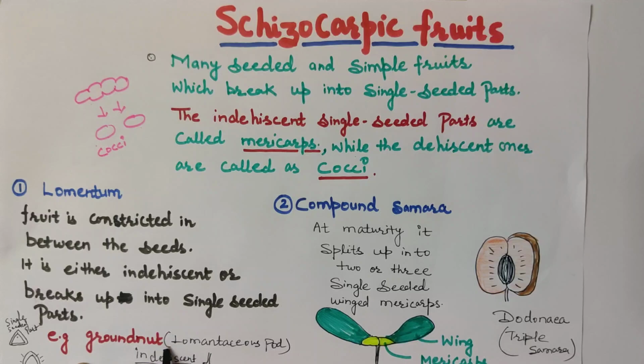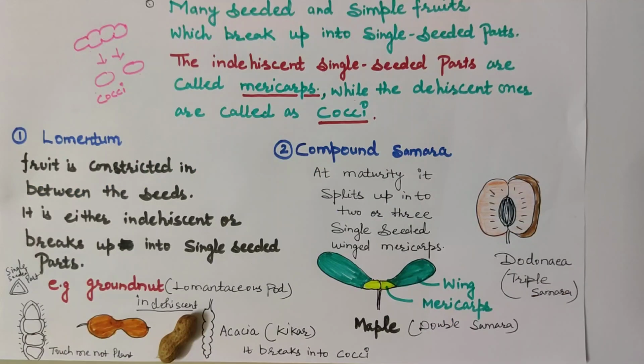It breaks up into parts, but its parts are not going to split or rupture on their own to release the seed which is enclosed inside. That's why it is called an indehiscent lumentaceous pod. So here in this picture of groundnut, you can see the constrictions in the middle. From the inner side, this fruit is like a siliqua, but there are constrictions between the seeds. An example is groundnut.